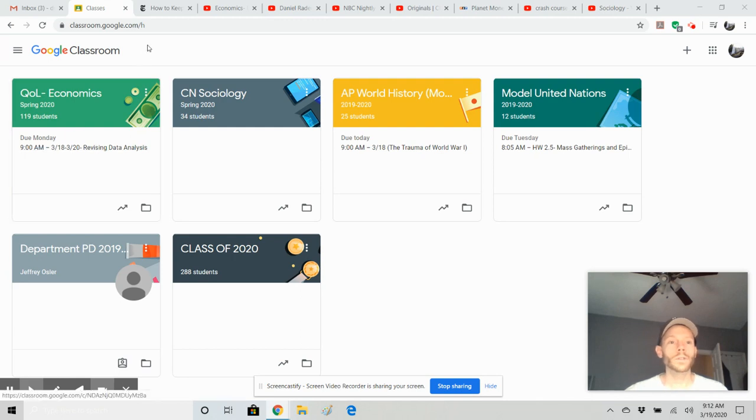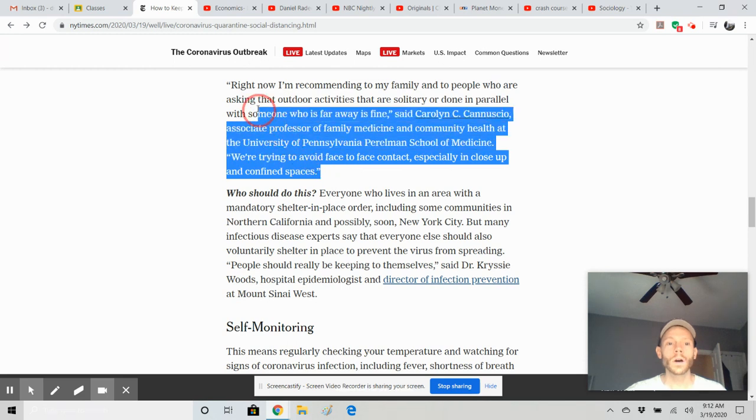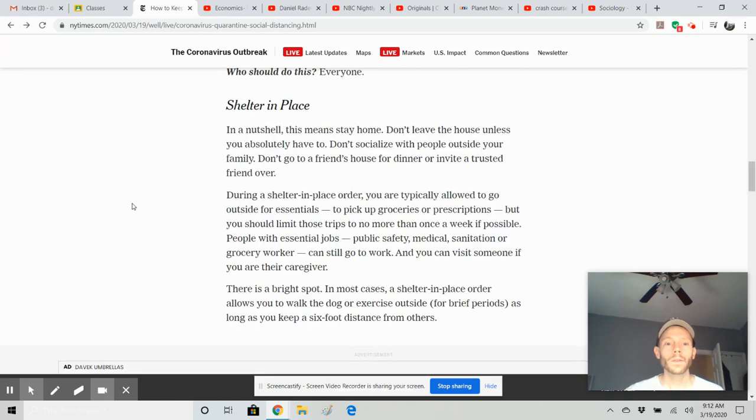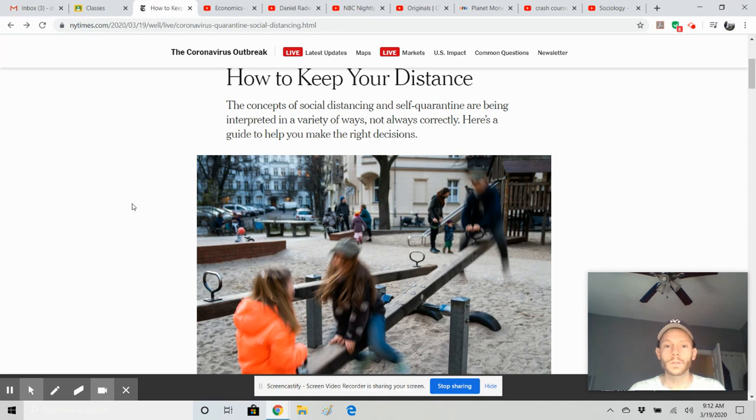I want to first just draw your attention to this New York Times article, How to Keep Your Distance. It speaks to some of the things to keep in mind during the coronavirus outbreak. And I want to point out just a couple of things. According to current CDC guidelines, you are still allowed outside, just try to avoid the really large groups that are more than 10 and certainly no more than 50. This article specifically looks at the concept of social distancing, and what self-quarantine looks like if the city eventually goes in that direction.